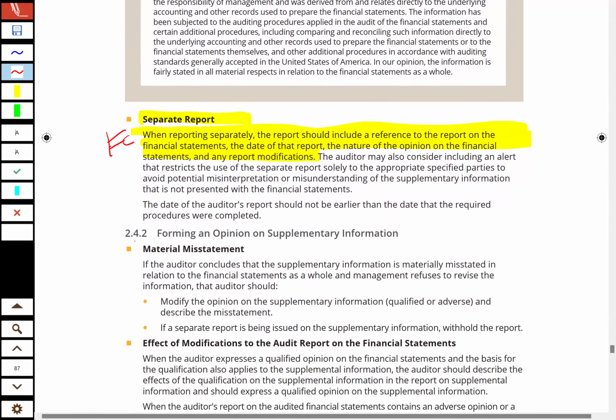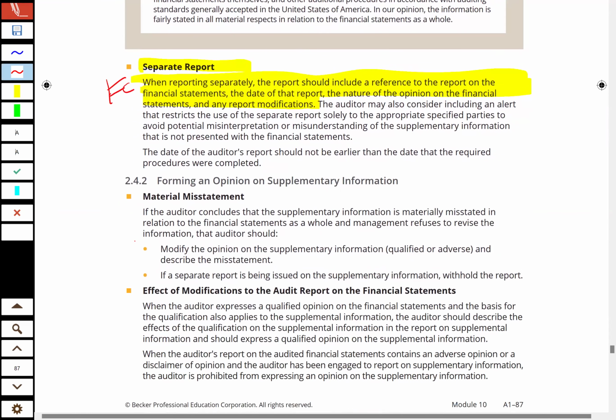Let's take a look at material misstatement. If the auditor concludes that the supplementary information is materially misstated in relation to the financial statements, and the management won't fix it, modify the opinion for qualified or adverse.